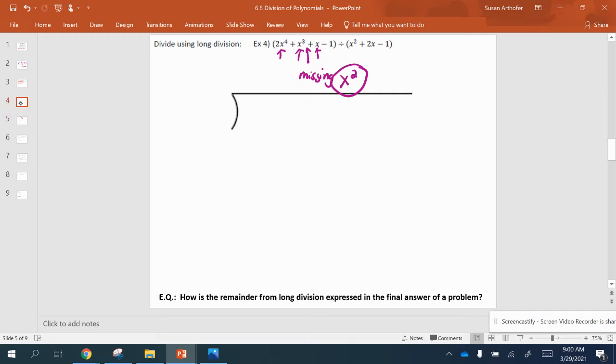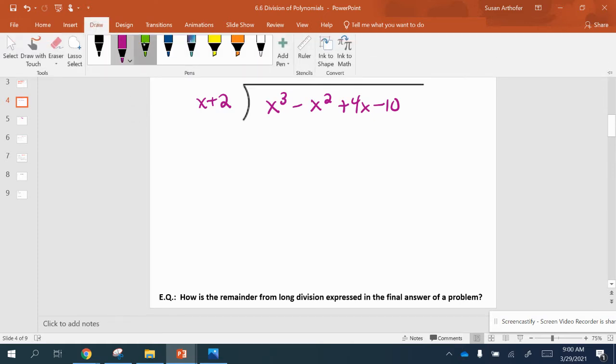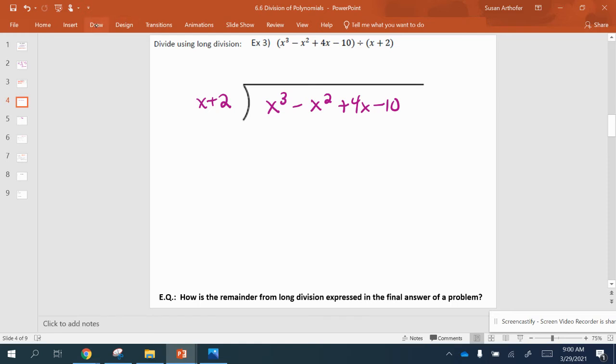Okay, so this one is not missing anything. We'll start with the easier one first. What you're going to do is take the bigger part of the problem, or the longer one, and put it inside here. And it's being divided by x plus 2. That's how you set up the problem. And then you're going to get started, and you're going to watch what I'm going to do here.